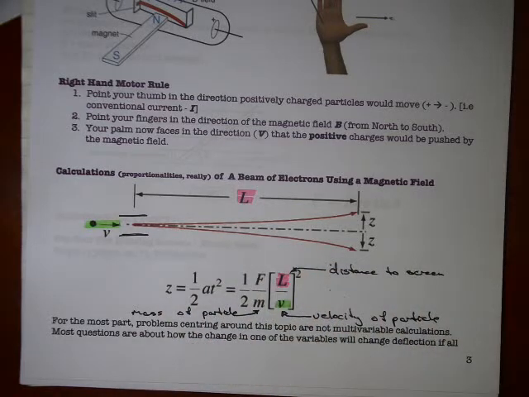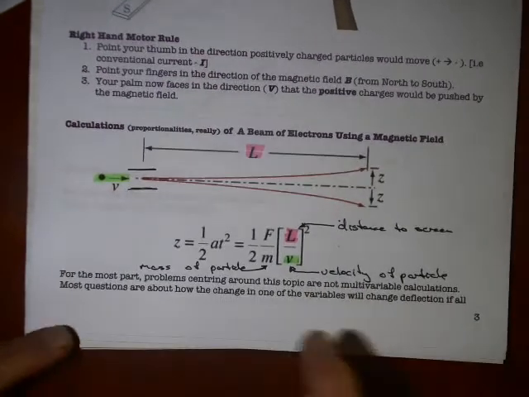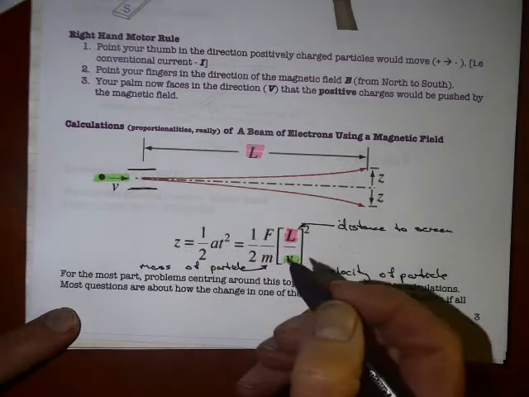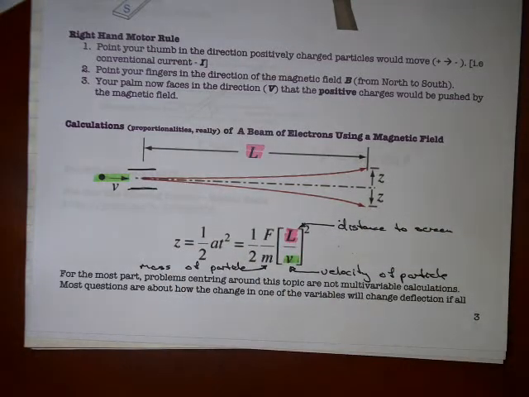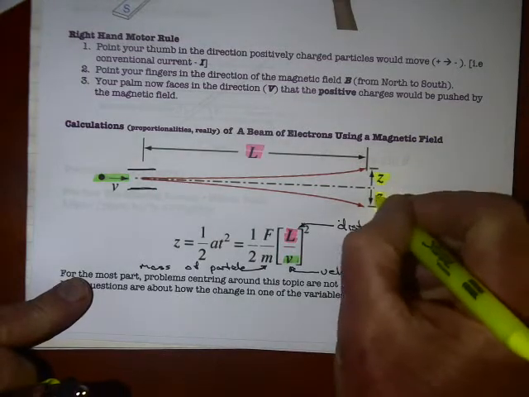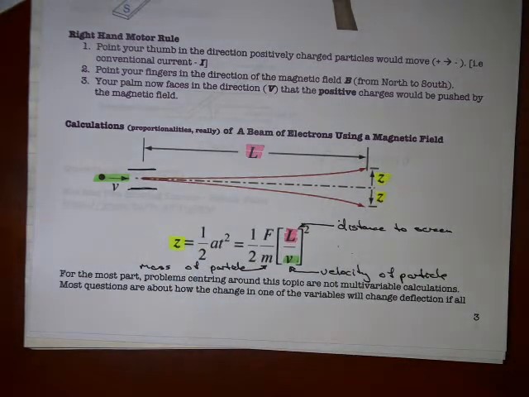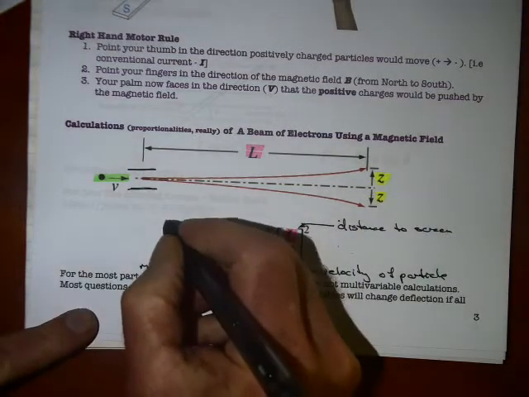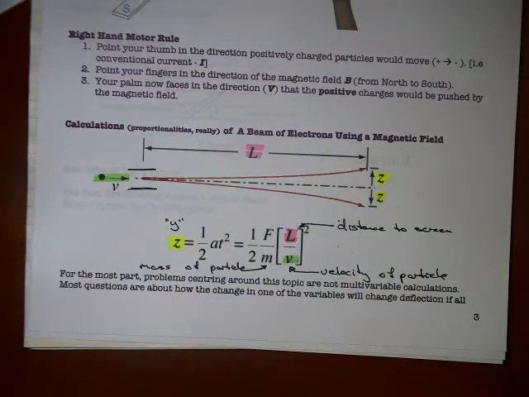I can't remember. Anyway, the only other thing that I wanted to point out was that this Z in the textbook doesn't use Z for the deflection. They use Y. So this Z here is the deflection in either direction, and the textbook uses Y here. Okay, so that was just wanted to step back.